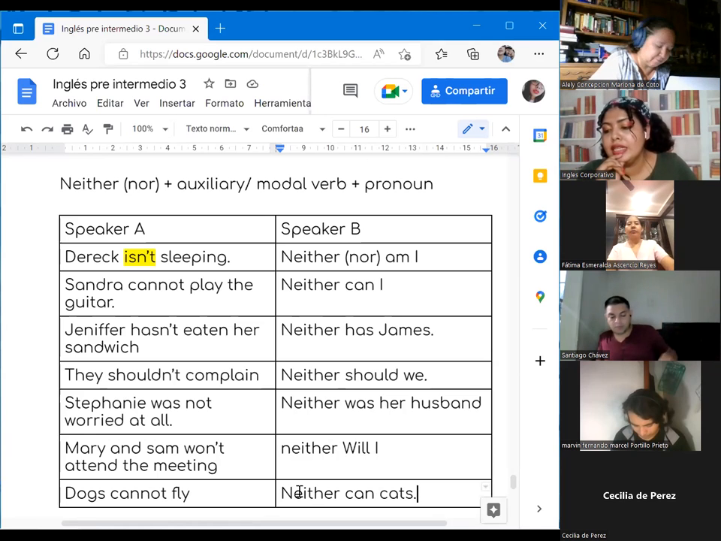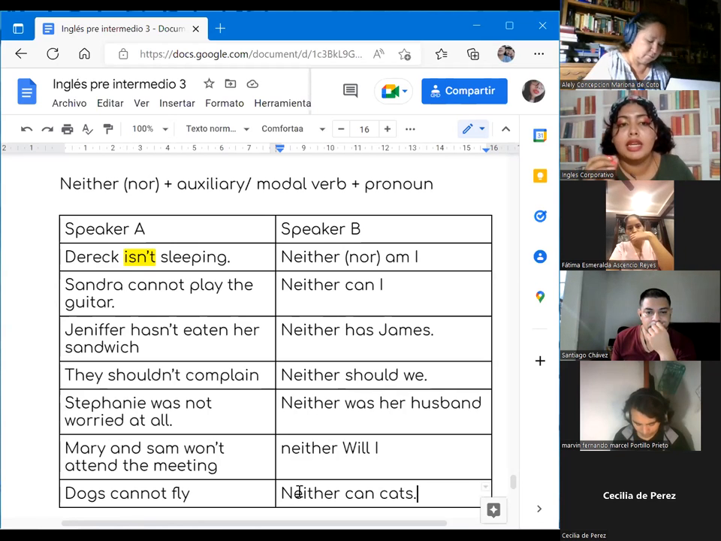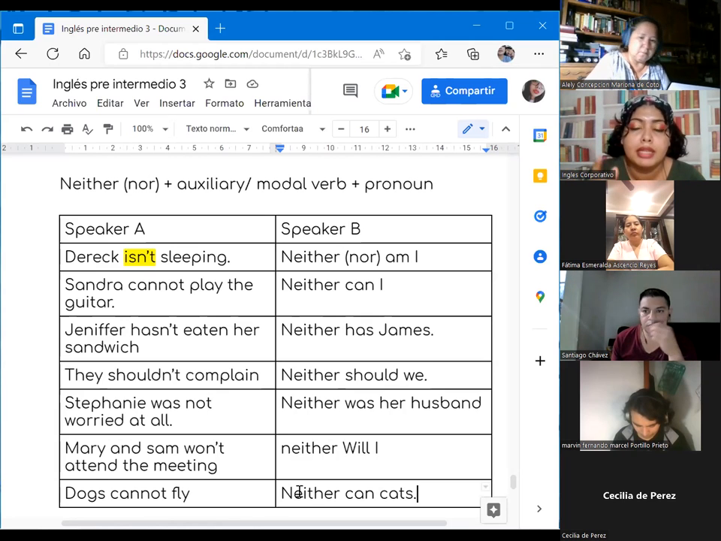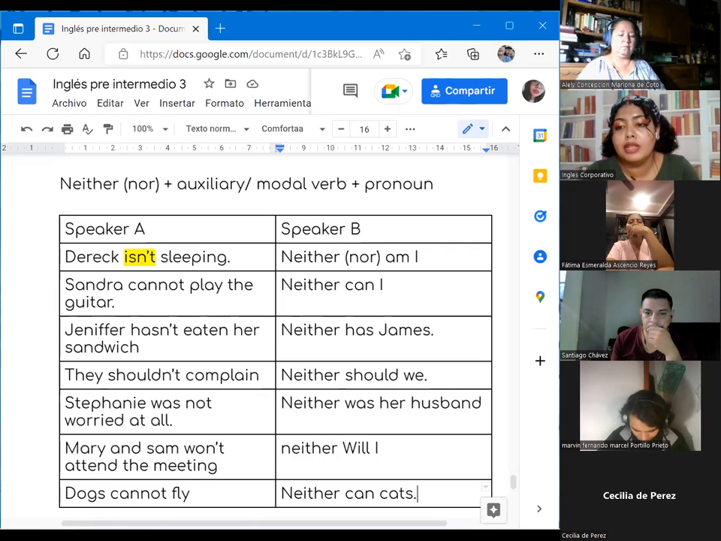Also, there is a negative statement. We use a positive auxiliary form. Cuando tenemos una oración negativa, una connotación negativa en el speaker A, o sea, en la oración del speaker A, nuestra respuesta va a cambiar inmediatamente a la connotación. Bueno, el auxiliar va a cambiar inmediatamente a ser positivo, porque como les decía, el neither ya me está mostrando a mí que yo estoy hablando de una oración negativa, así que no es necesario volverlo a poner.